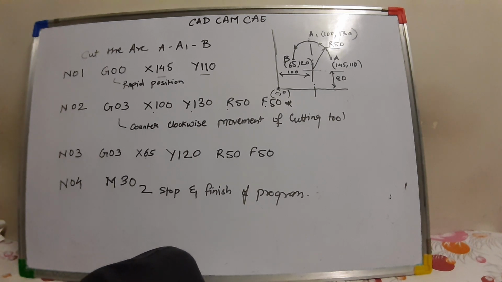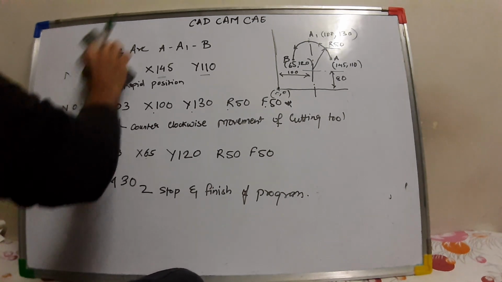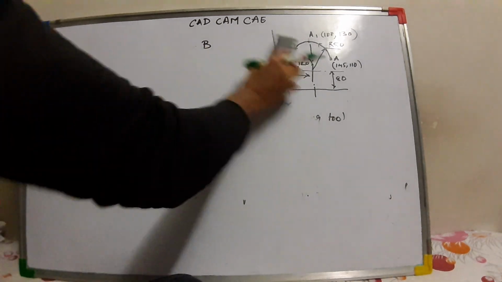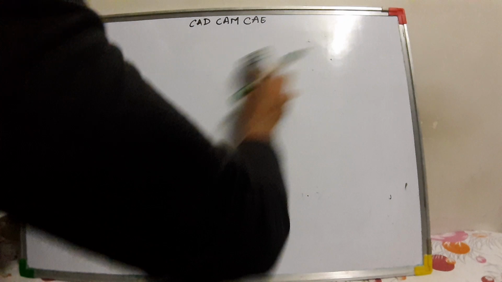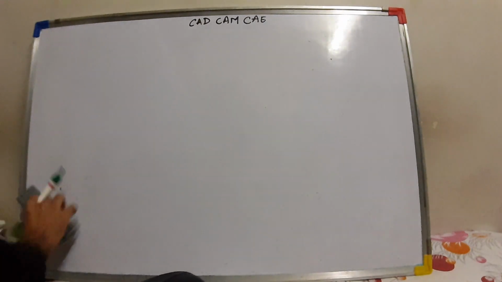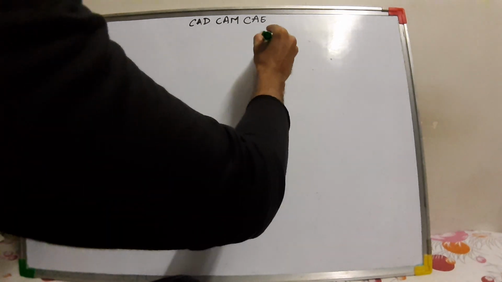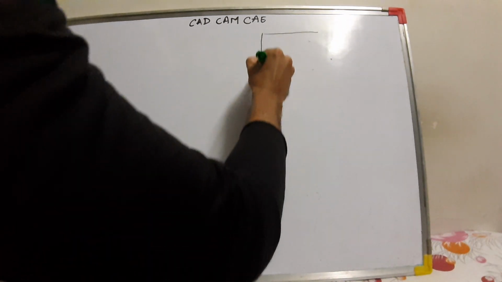So, moving on to another simple example of G code and M code. So this is the diagram.